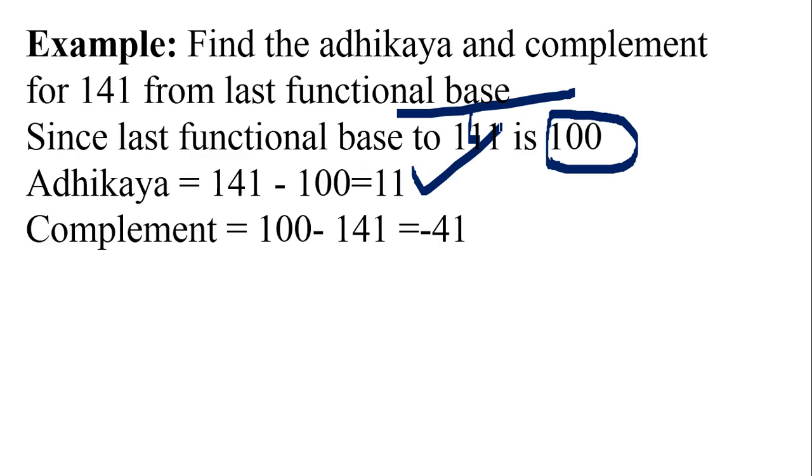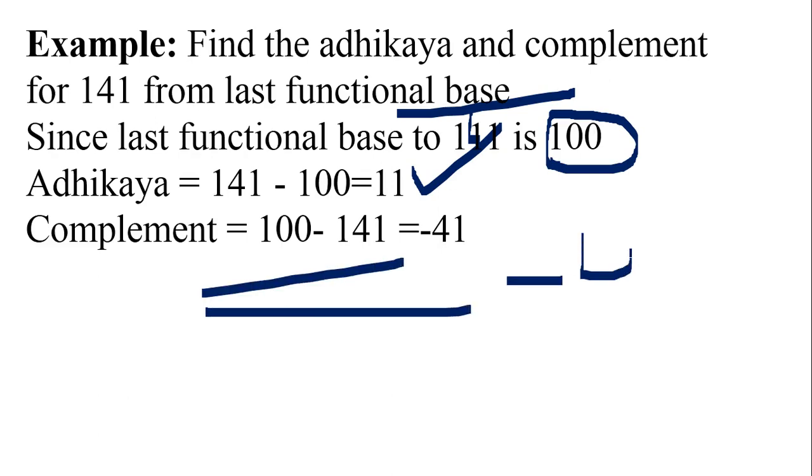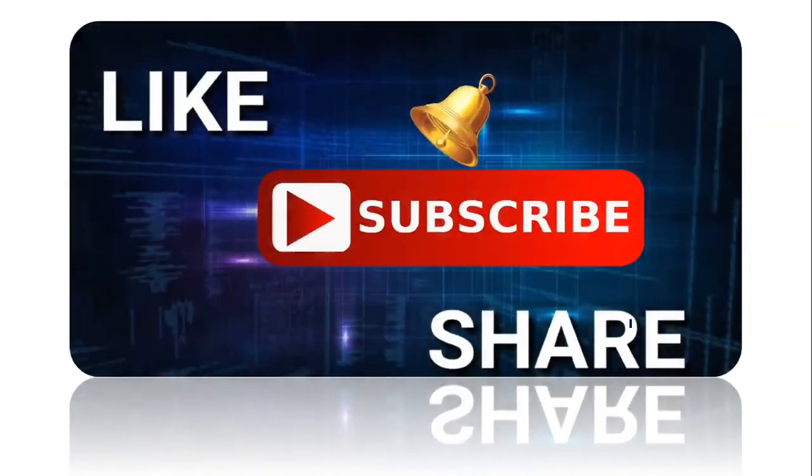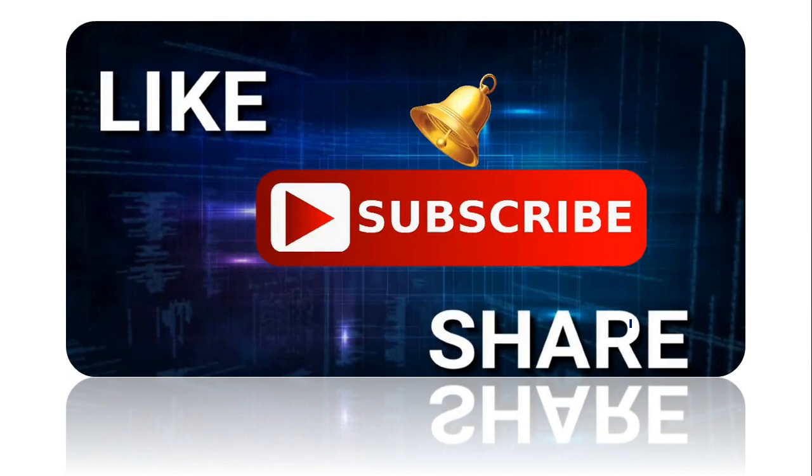11 is your adhikya. Similarly, now if you calculate complement, that is purak, so base minus number. Base is 100 and number is 141. So your complement will be minus 41. So this is very simple to use, very simple to understand, very simple to learn. And I'm sure guys this video will clearly give you an idea about both the formulas, both the sutras.